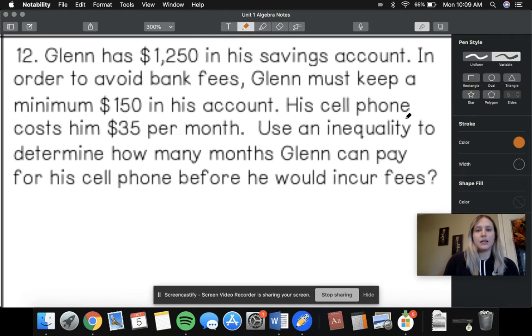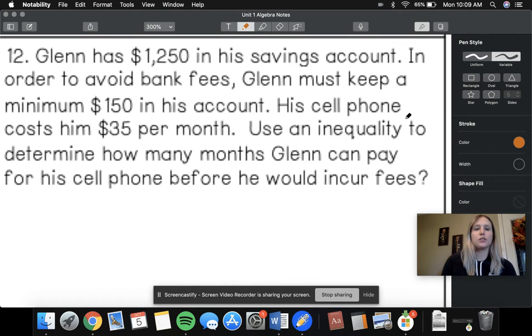Okay, next problem. Glenn has $1,250 in his savings account. In order to avoid a bank fee, he must keep a minimum of $150 in his account. His cell phone costs $35 per month. Use an inequality to determine how many months Glenn can pay for his cell phone before he would incur fees. So the first thing is, what is the question? Well, it says how many months can he pay? So X would be the number of months.